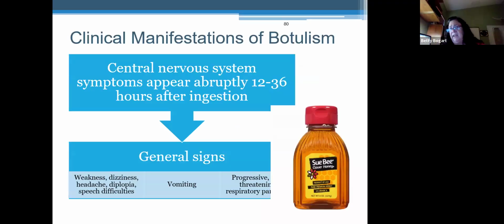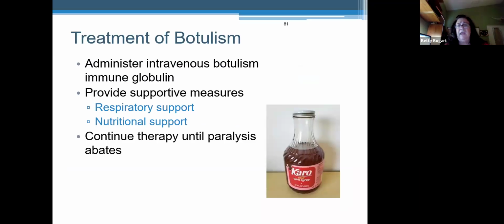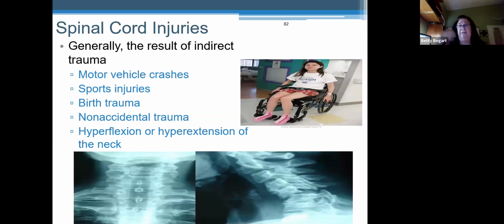Very similar things happen with botulism: weakness, dizziness, and speech problems. Again, this is all getting swollen, and now you're even having a hard time talking. Again, we're going to be giving the IV botulism immunoglobulins. We're going to take care of respiratory, whatever it needs, and always nutrition, nutrition, nutrition, and we're going to continue until this child's out of it.